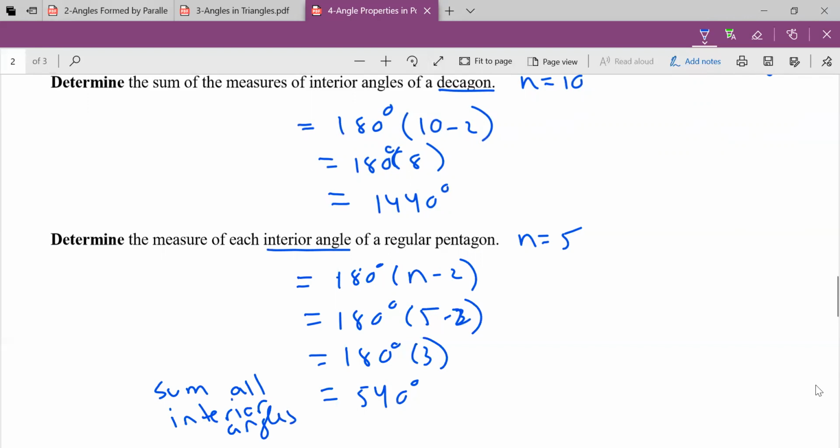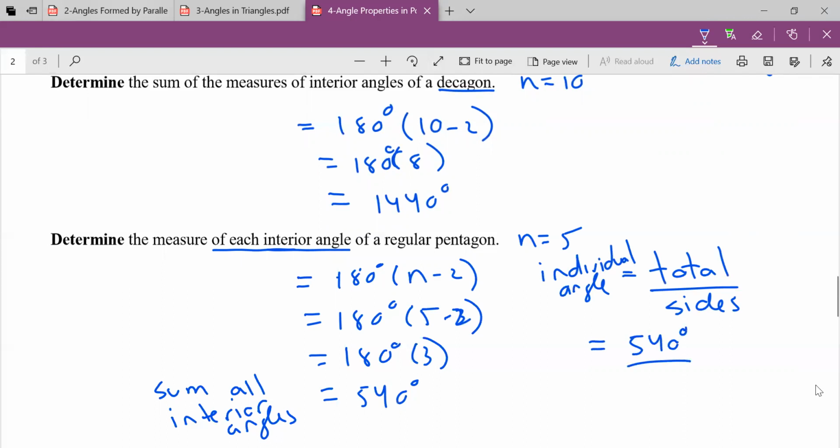So how do I find the measure of each interior angle? Well, if I know the sum total of all of them, what I'm going to do is take the total and divide it by the number of sides. And that will give me each individual angle. So each individual angle, well, the sum total is 540, and there's 5 sides in a pentagon. So that's going to give us 108 degrees per angle.